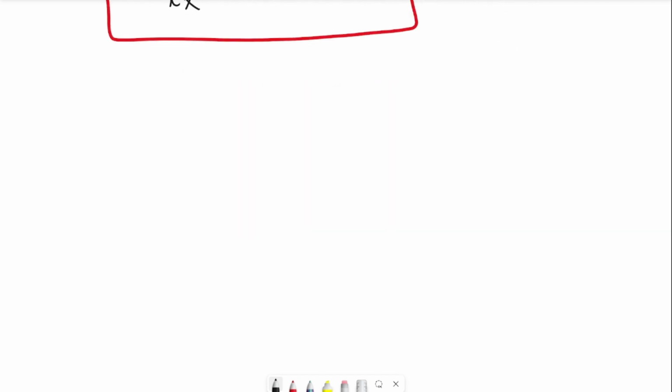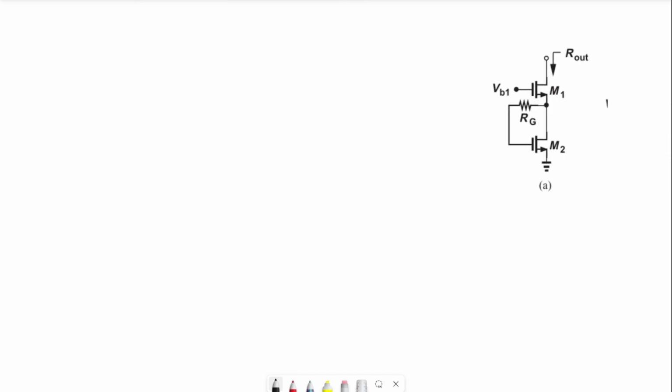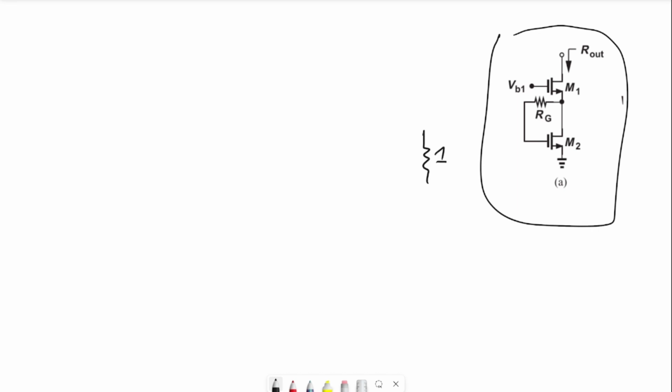So we will go to the first circuit. M2 is just a diode-connected device, so its output resistance is just 1 over gm in parallel with ro. RG is doing nothing because there is no current through the gate of M2. So this circuit will be like this.